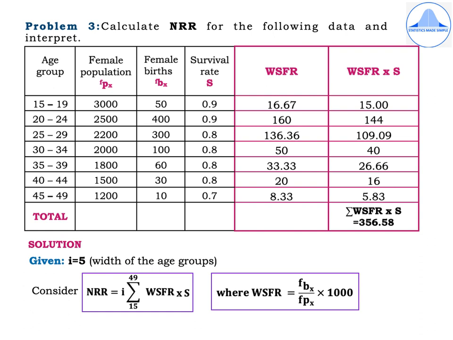Starting with the solution, first mark the female population as FPX, female births as FBX, and survival rate as capital S, which I have highlighted in pink color in the table. Then write given I is equal to 5, which is the width of the age groups. Now write the formula for NRR, the net reproduction rate, which is equal to I into summation WSFR into S, where the summation ranges from 15 to 49. And the WSFR formula is FBX divided by FPX into 1000.